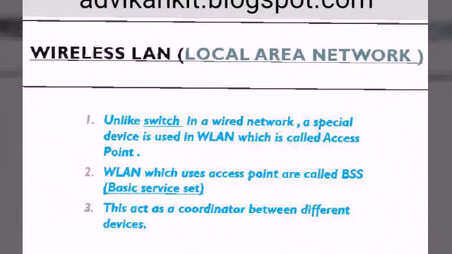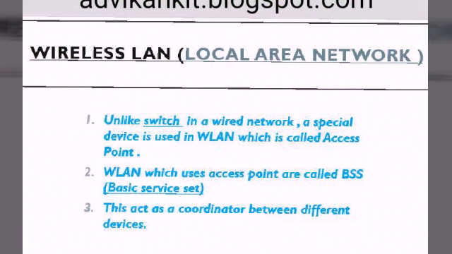The left side is the diagram of BSS, that is basic service set. At the central device the access point is there, which is connected to two nodes, you can say two computers. And on the right side you are seeing this access point, this is nothing but the diagram you are seeing in BSS, the access point. This right side is also an access point.